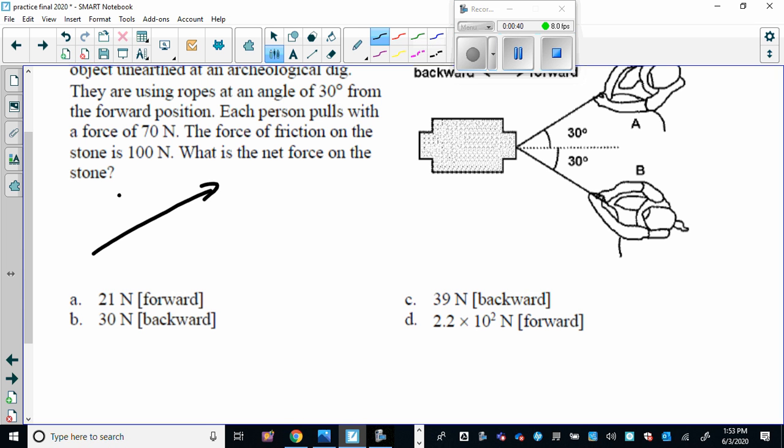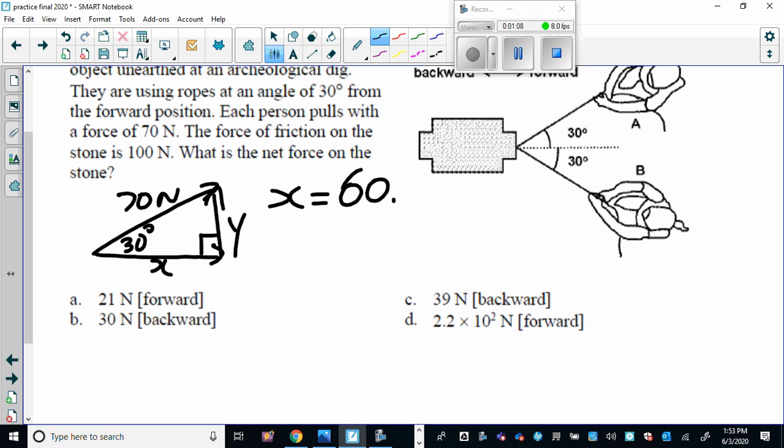So one guy is pulling in this direction with 70 newtons of force at a 30-degree angle, and you can use trigonometry, sine and cosine, to solve for x and y. In this case, x is going to equal 60.62, and y turns out to be 35 newtons. All right, so that's for person A.